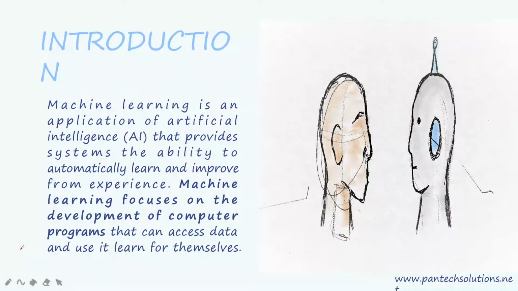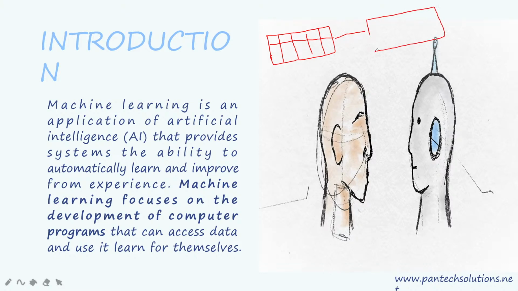The definition of machine learning is an application of artificial intelligence that provides the system the ability to automatically learn and improve from experience. Machine learning focuses on the development of computer programs that can access data and use it to learn for themselves. You have data in any form, whether a data frame, a JSON file or a text file, and we train the algorithm. Training the machine is nothing but training the algorithms.